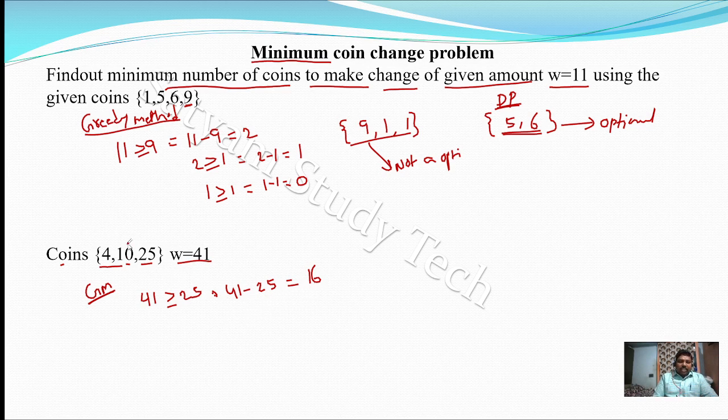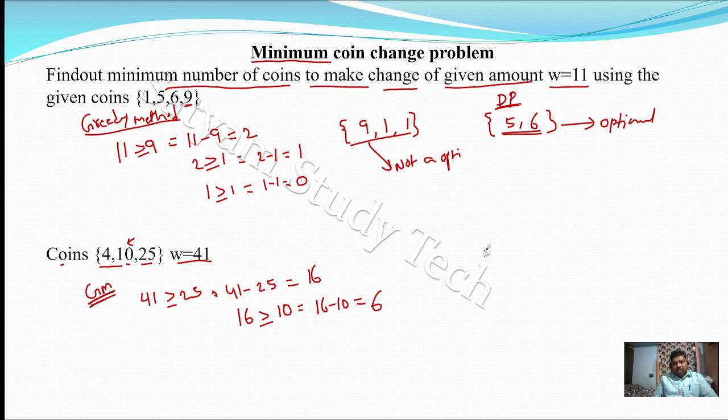What is the next maximum coin? It is 10. Greedy method considers the next maximum coin. Here 16 is greater than or equal to 10. The condition is true, so we take 16 minus 10, and the remaining amount is 6. But a 6 rupee coin is not there. The 4 rupee coin is there, but it cannot make 6. So it cannot provide the solution. By using the greedy method there is no solution for this particular problem, but a solution exists.